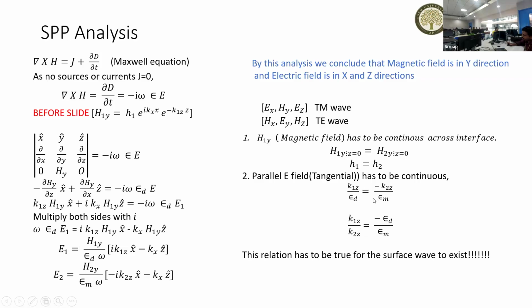This is the most important, significant relationship for the surface plasmon wave that exists on the interface. So k1z by epsilon d equals minus k2z by epsilon m. Finally, k1z by k2z equals minus epsilon d by epsilon m. Here k1z and k2z are the propagation wave vectors in the dielectric medium as well as the metallic medium, and epsilon d and epsilon m are the permittivities of the dielectric and metallic mediums at the interface.